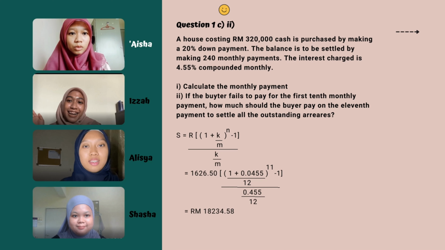Question 1C2. Here we will use the formula S equals R times 1 plus K over M to the power of n minus 1, over K over M. For R, we will use the previous answer from question 1C1. So the equation will become 1,626 ringgit and 50 cents times 1 plus 0.06 over 12 to the power of 11 minus 1, over 0.06 over 12. And we will get our answer equals 18,254 ringgit and 58 cents.